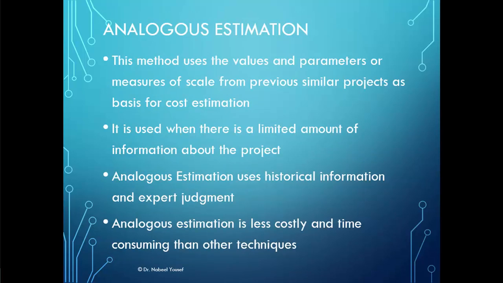The analogous estimation method uses the values, parameters, or measures of scale from previous similar projects as the basis for cost estimation. Usually we use this method when we don't have enough information about the project. Actually, analogous estimation uses historical information and expert judgment, and is less costly and time consuming than other methods.